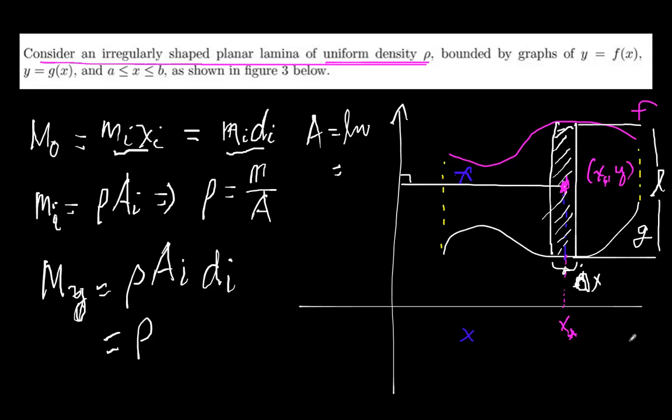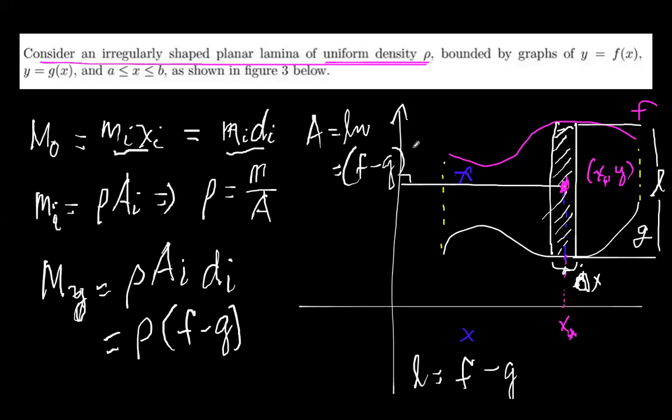All right? And our length is equal to, how do we get the length of this object? Of course, we're just going to use the function, the f and g. So that's f minus g, right? So that's our length. That's the length of the representative rectangle. So therefore, the area is the length, which is f minus g, times the width, which is delta x. So that's delta x here. Here we go. So this is the area.